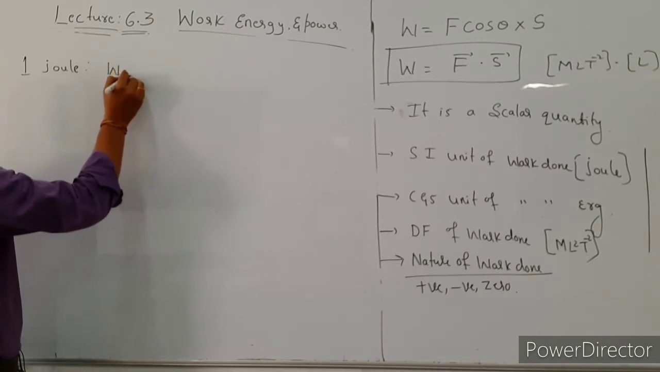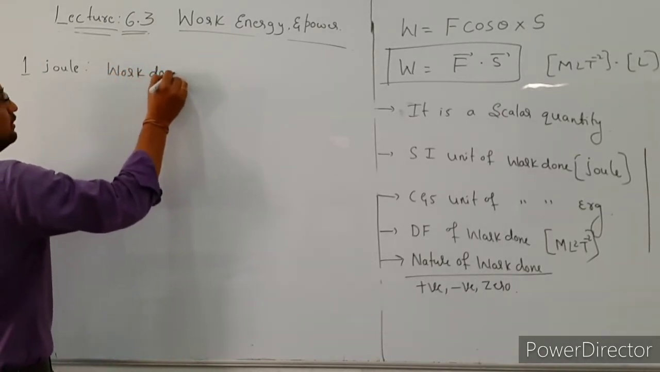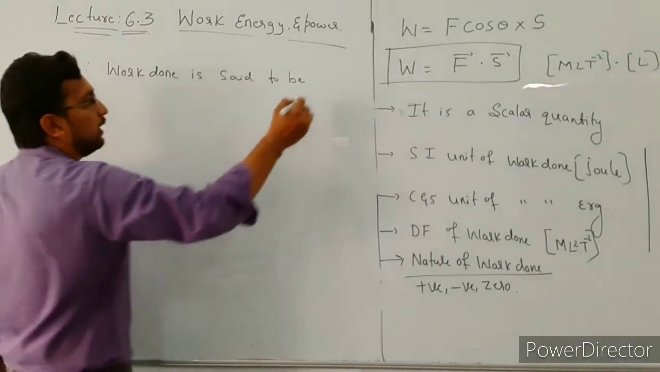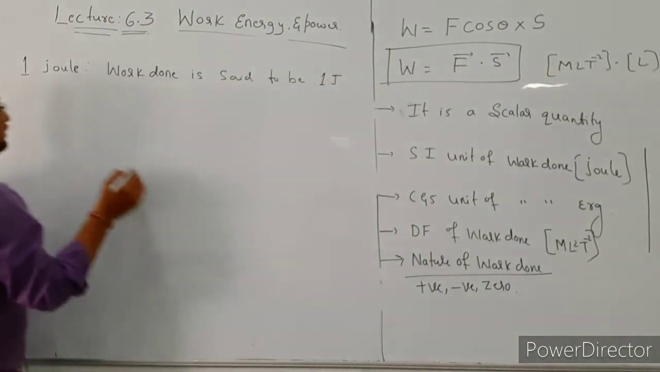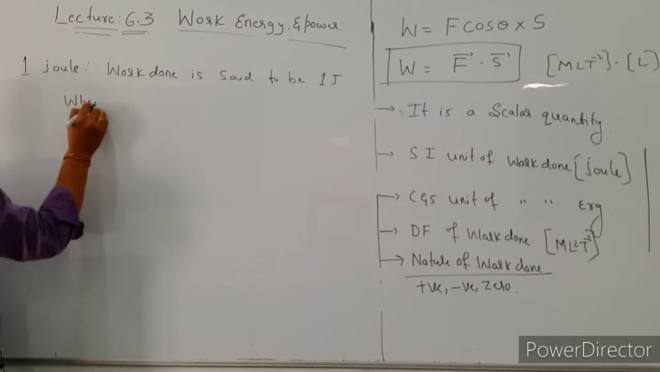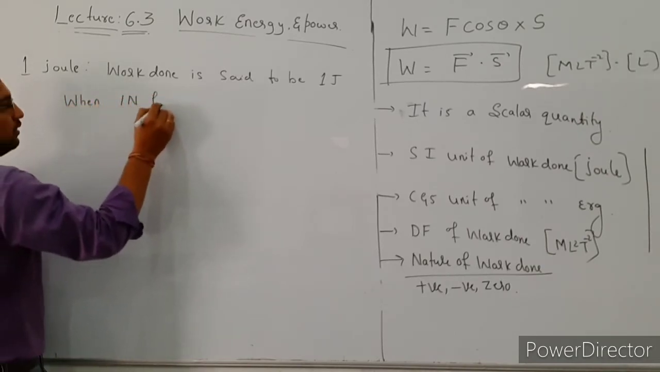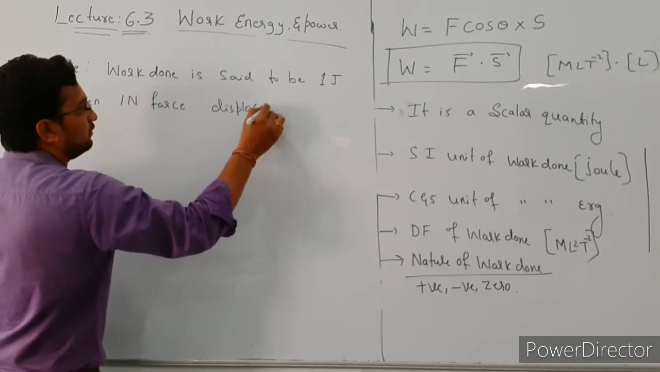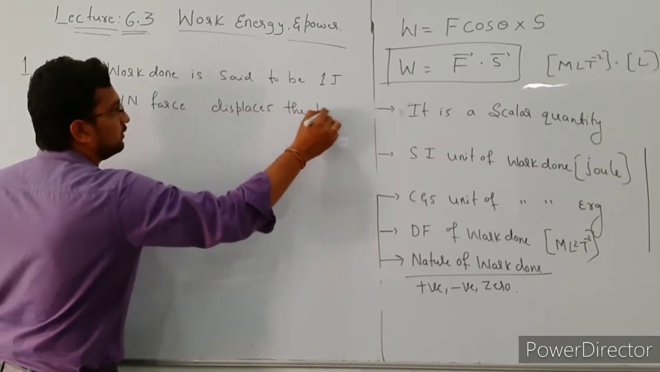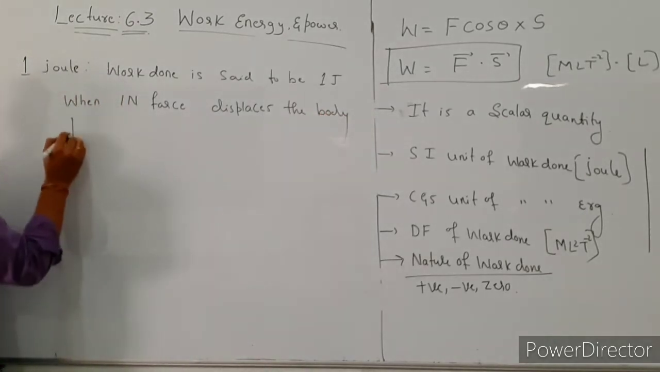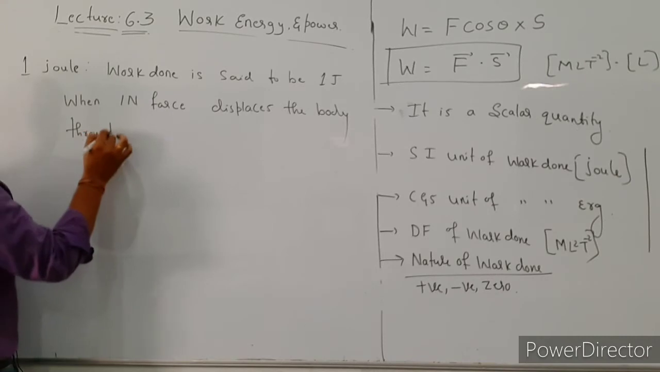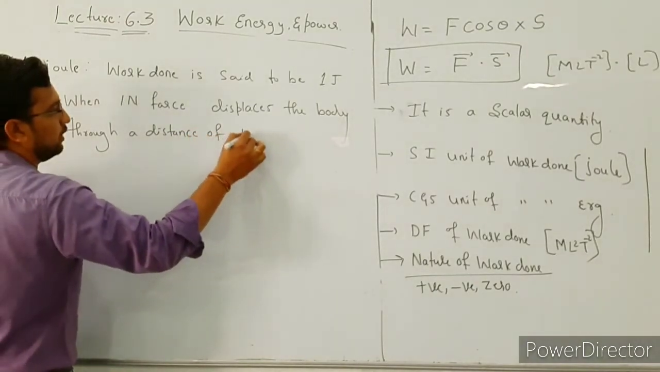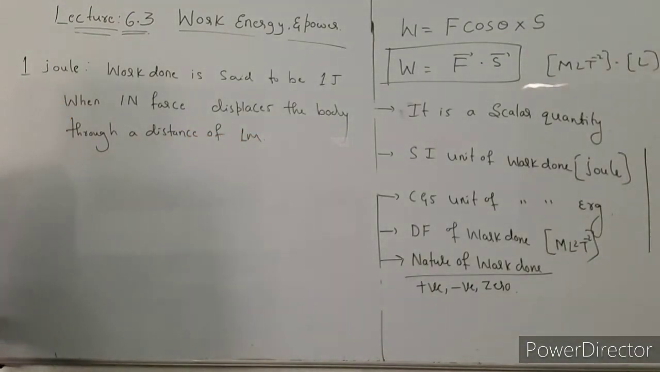Okay, see here, 1 joule definition. Work done is said to be 1 joule when 1 Newton force displaces the body through a distance of 1 meter. So that is the definition of 1 joule.